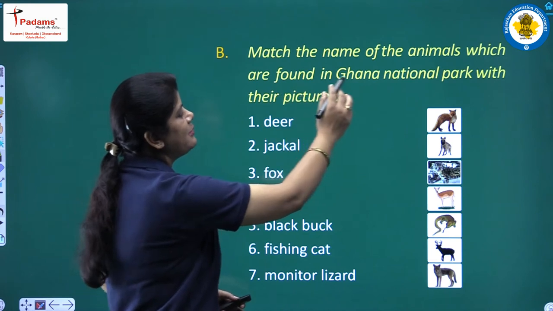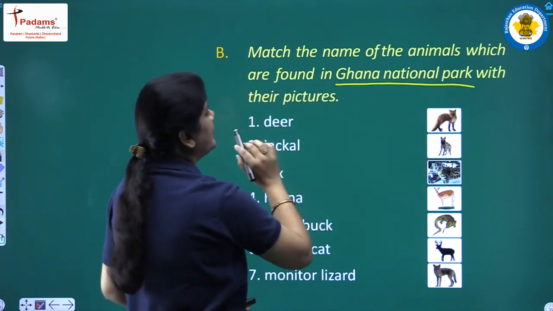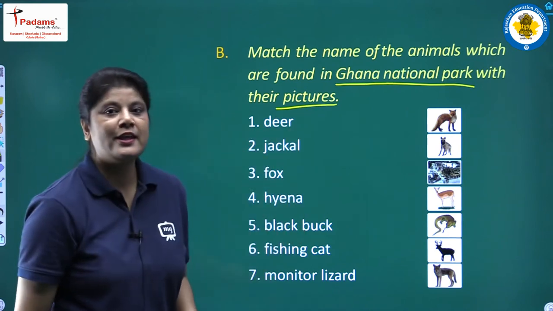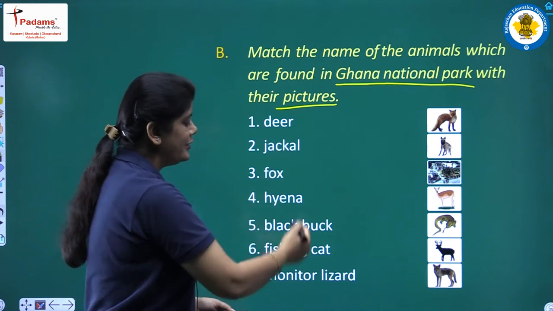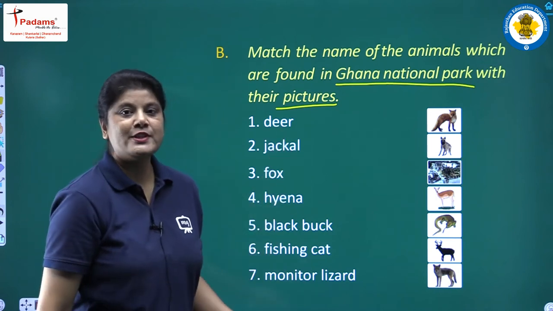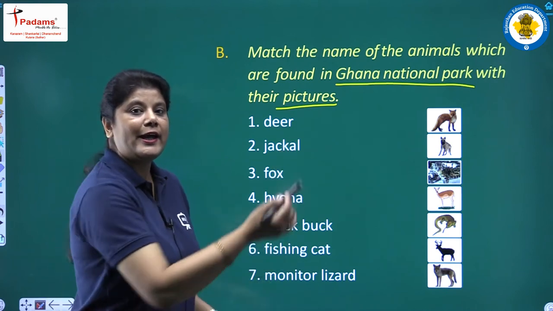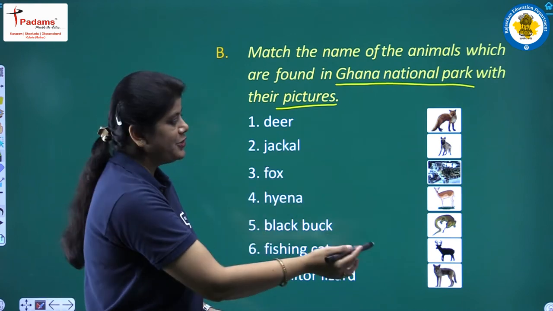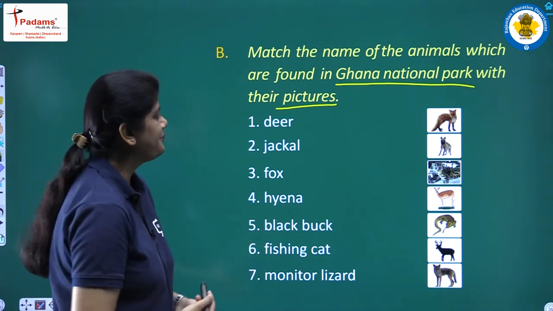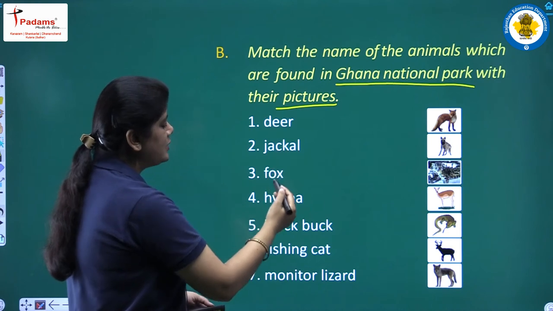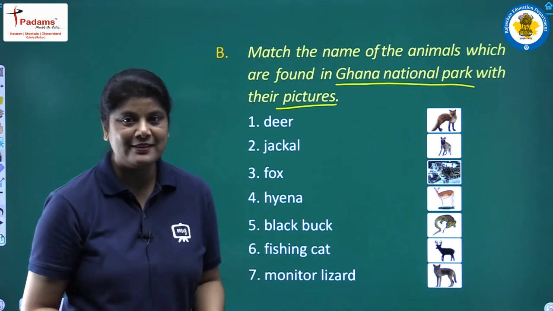Now match the name of the animals which are found in Ghana National Park with their pictures. Animal ki pictures de rakhi hai and here names are given. So we have to match these. Animal ki name se animal ki picture ko match karna hai. So let us start. Deer, jackal, fox, hyena, blackbuck, fishing cat and monitor lizard.